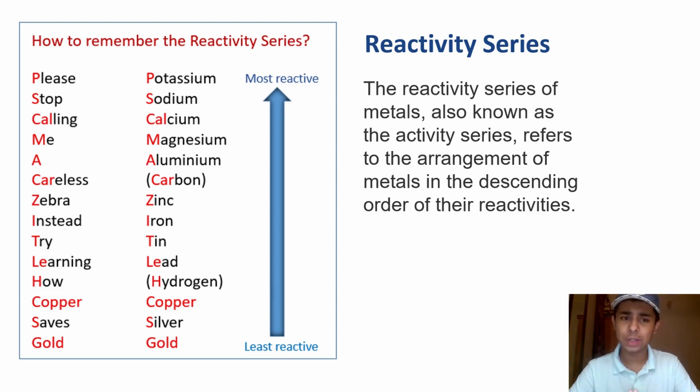Now, as you can already notice, there are two nonmetals, the odd ones out in this series of metals: carbon and hydrogen. So these two nonmetals are placed in the reactivity series in order to compare the reactivity of these metals. The metals which are above these two nonmetals are more reactive than the two nonmetals, while the ones that are below are less reactive than these.